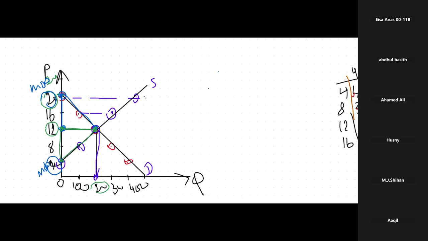Right. Now in your graph, 16 is higher than the equilibrium. Equilibrium is 12, so the price is 16. So take 16 and draw a line along this 16. Then, if you want, you can draw a line down also like this.